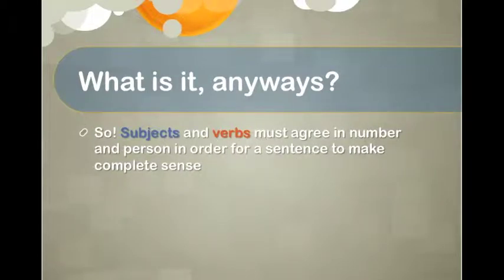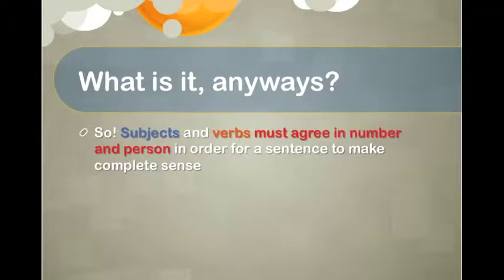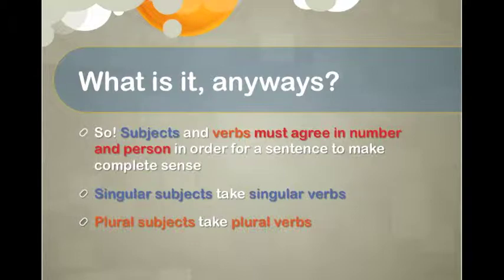Subjects and verbs must agree in number and person in order for a sentence to make complete sense. So, we look at 2 parts here that we have, subjects and verbs, and we also see that they must agree in 2 ways, number and person. Now that's really important to realize as we go ahead, because that's something that's really going to apply with singular subjects take singular verbs, and plural subjects take plural verbs. Keep that in mind as we look at this over and over again, and I'll reference back to this. But kind of our main point is that, again, subjects and verbs must agree in number and person in order for a sentence to make complete sense.